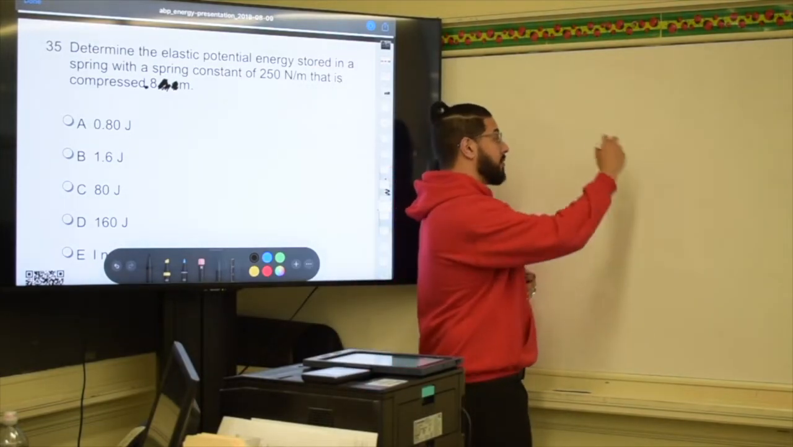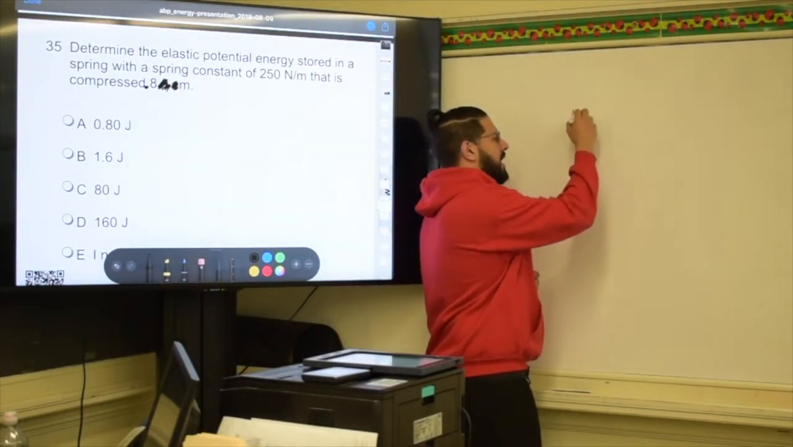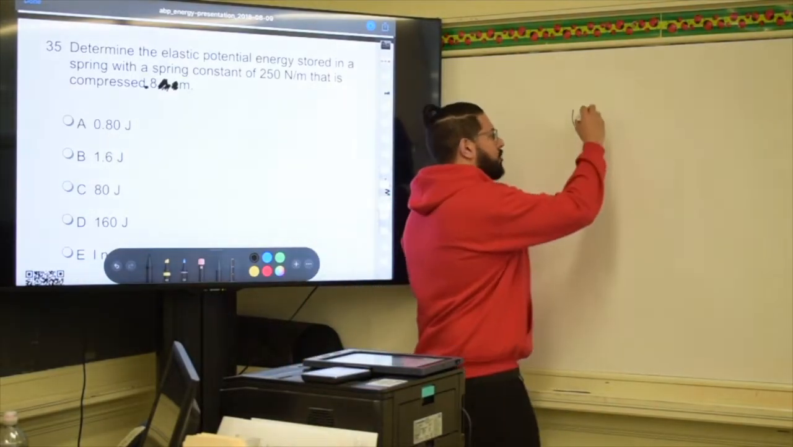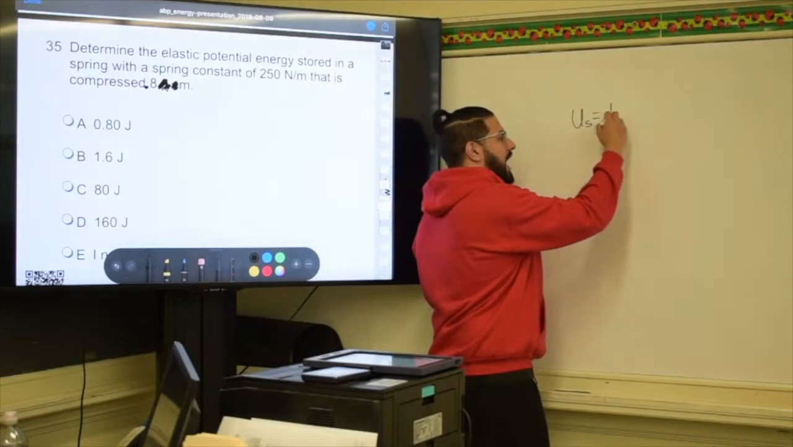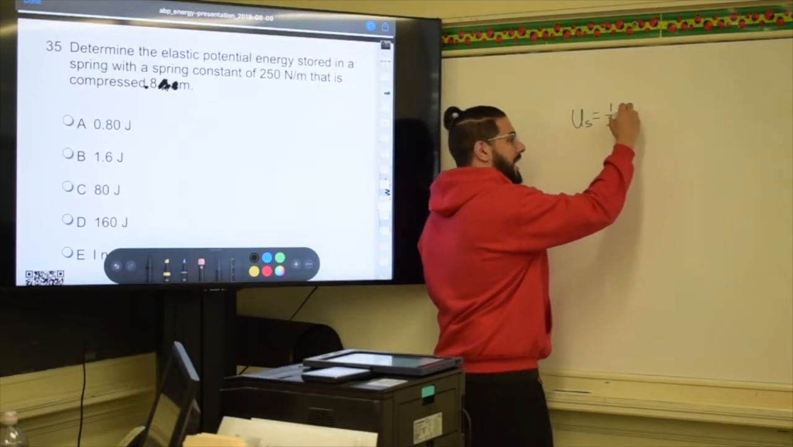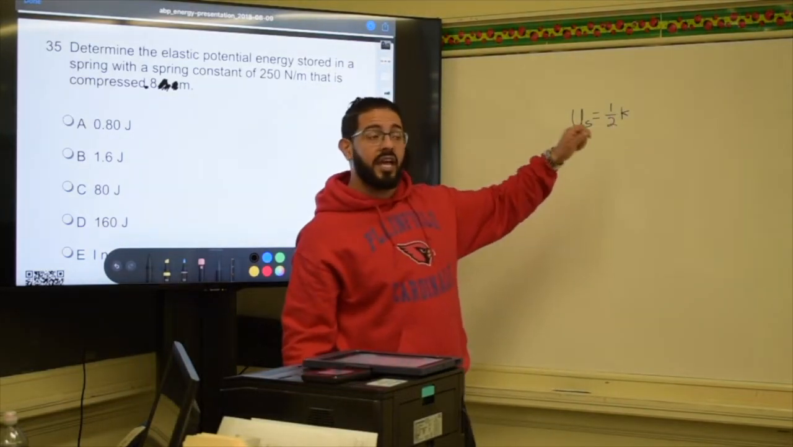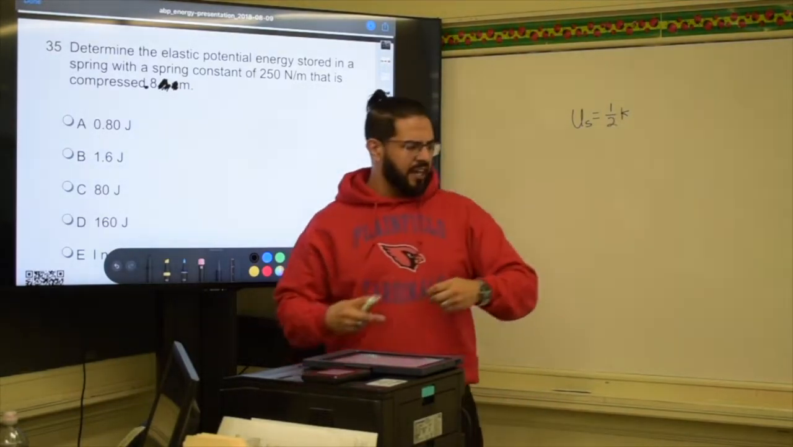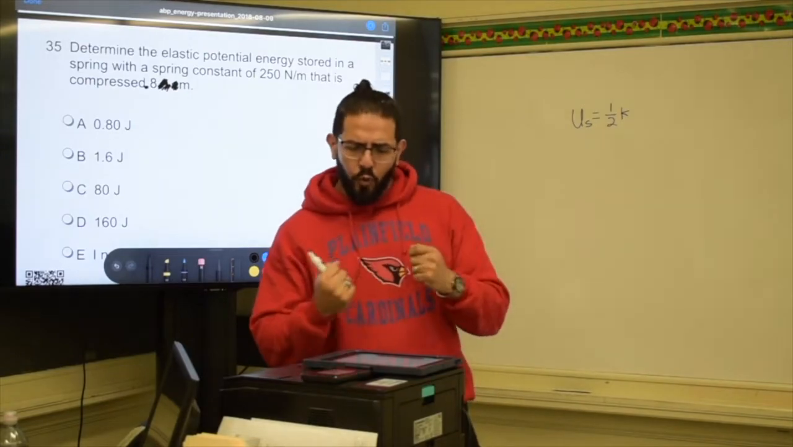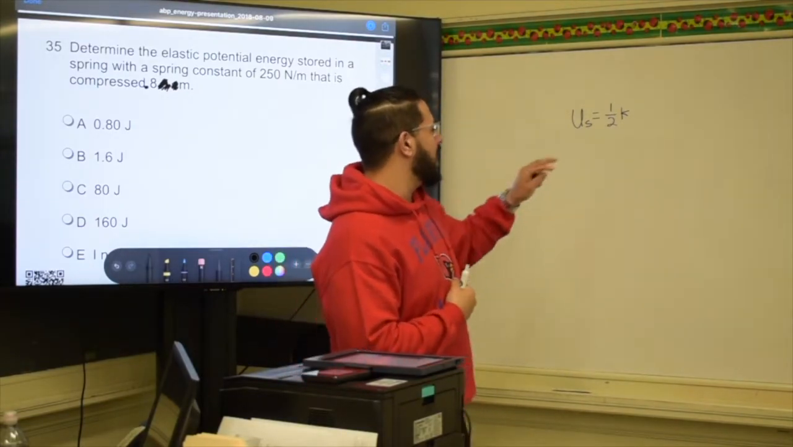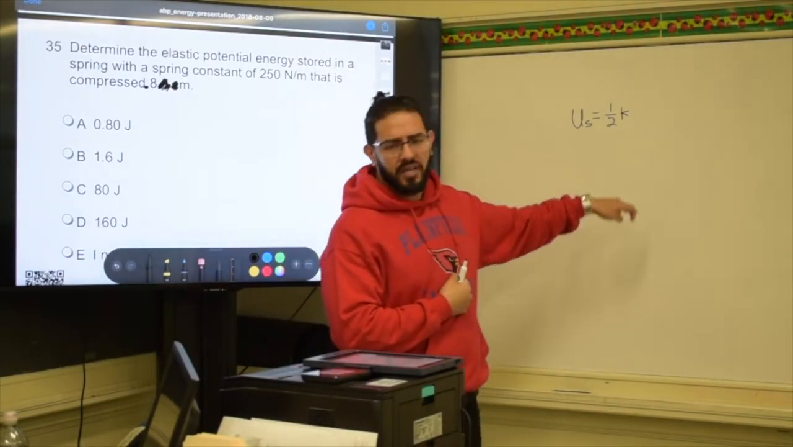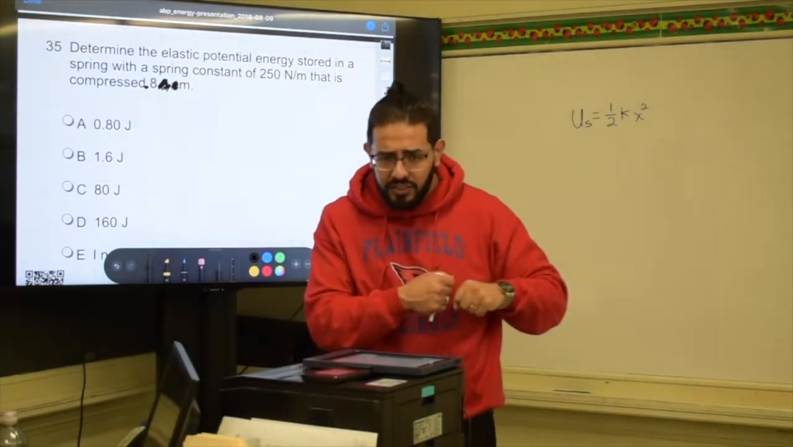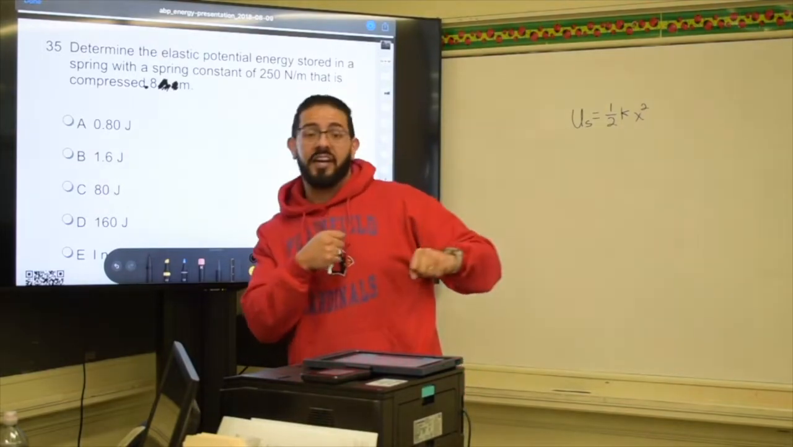If we remember, the elastic potential energy, U_s, is going to be equal to half k x squared, and this k is the constant of the spring. That means the strength of the spring, if the spring is strong or more weak. This k is going to tell you how strong or how weak the spring is. The x is going to tell you how far you compress or you stretch the spring.